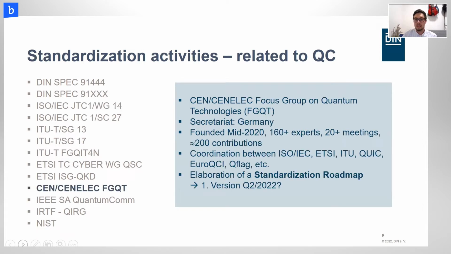At the European level, we have the CEN-CENELEC Focus Group on Quantum Technologies, the FGQT, which is led by Germany. That group was founded in the middle of 2020, has over 160 experts, around 20 or 23 meetings, and around 200 contributions. The main goal of this group is the coordination between ISO, IEC, ETSI, ITU, QUIC, the Quantum Flagship, and other organizations. It is also the elaboration of a standardization roadmap, which describes what needs to be standardized, when it needs to be standardized, and which standardization organization should standardize those topics.